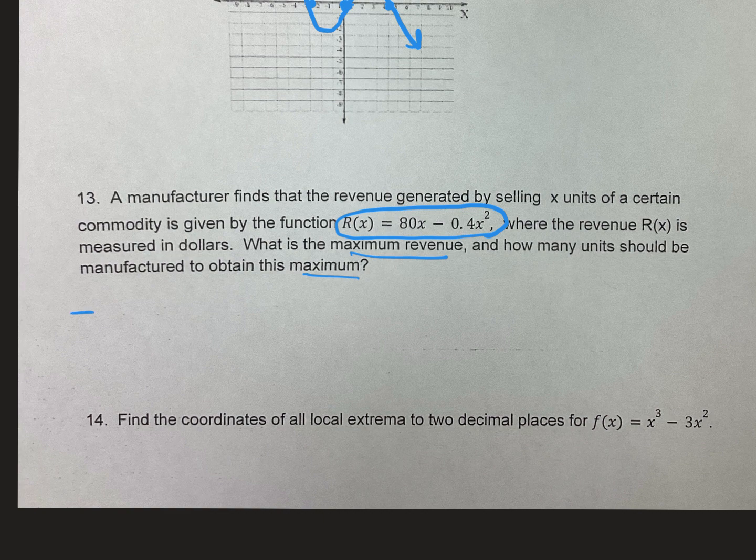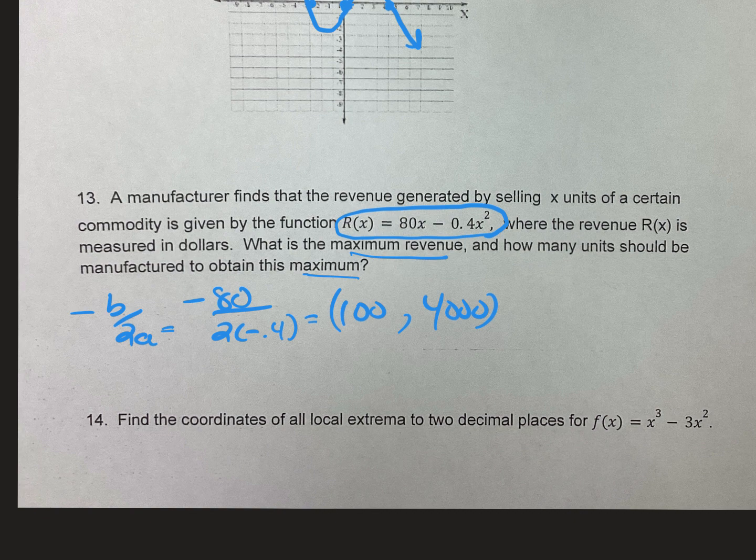So I'm going negative b over 2a. Be careful though, the b is actually the 80, so I'm doing negative 80 over 2 times negative 0.4. I'm gonna punch that in real quick, and I get 100. Now that's the x coordinate, okay? To get the y coordinate, I'm gonna put the 100 right back in there where the x's are. I'm doing 80 times 100 minus 0.4 times 100 squared, and that's giving me 4,000.